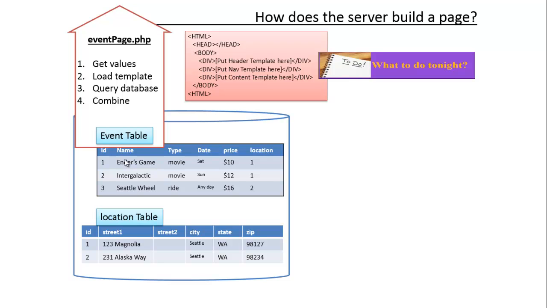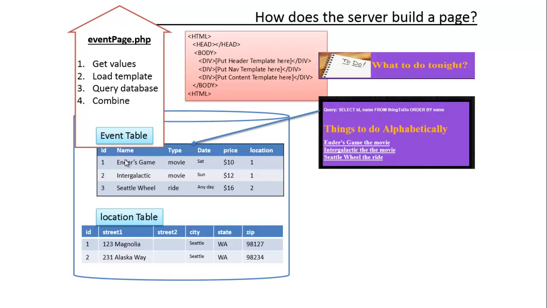So there's the header, and notice that the header doesn't really have anything from the database in it. We call that static. It's not going to change no matter what the information of the database is. On the other hand, this area that has the things to do alphabetically, that's an alphabetical list of events, does have data. Notice Ender's Game the movie, Intergalactic the movie, Seattle Wheel the ride. That's all data from the database.